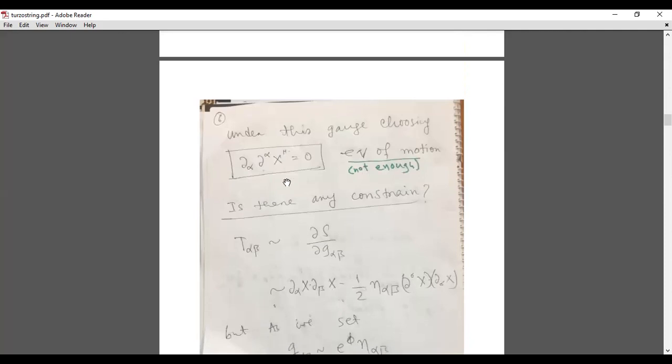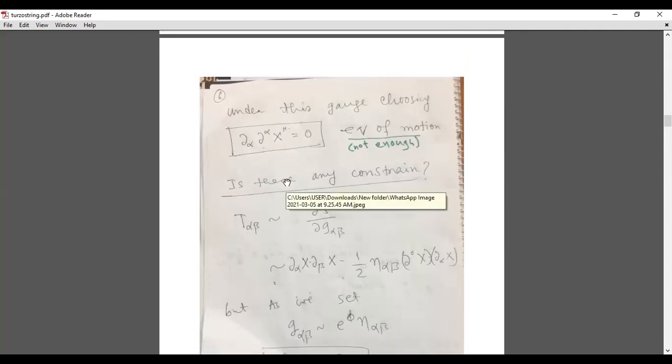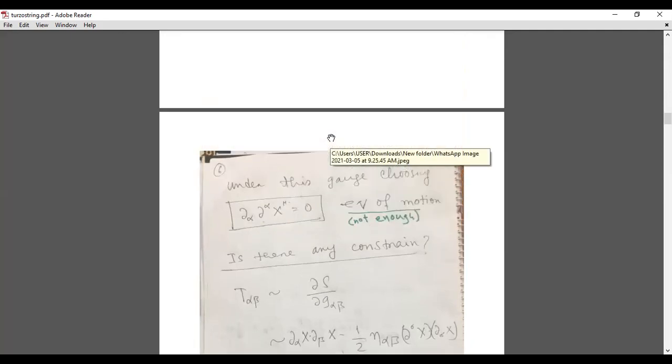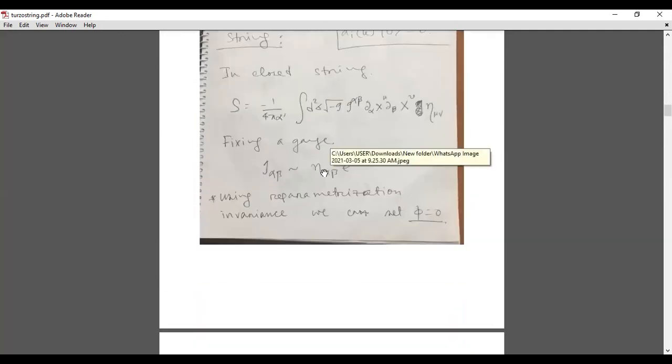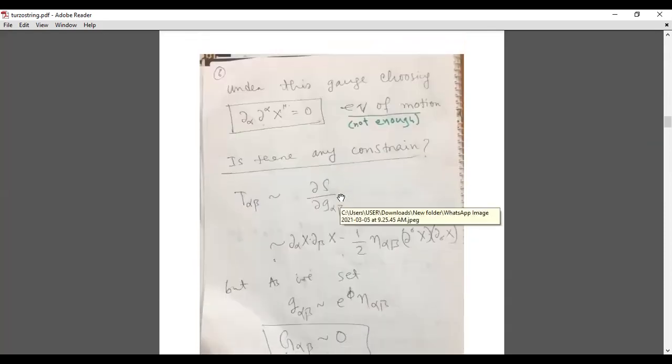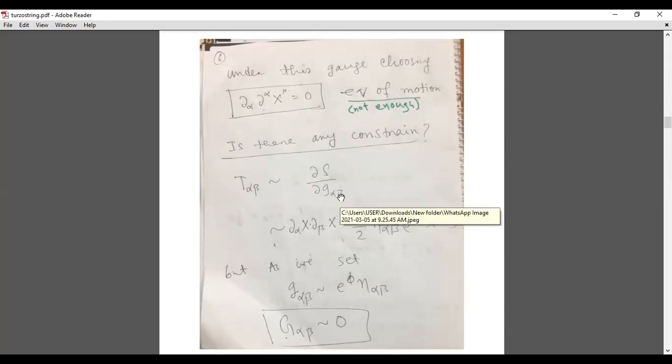It's quite interesting to note that this equation of motion is not enough to understand the behavior of the string, okay? Why is that? Because we are using some special configuration of G alpha beta, and setting phi goes to 0. We have to remember that, okay? Right. So let's compute the energy momentum tensor from here, okay?